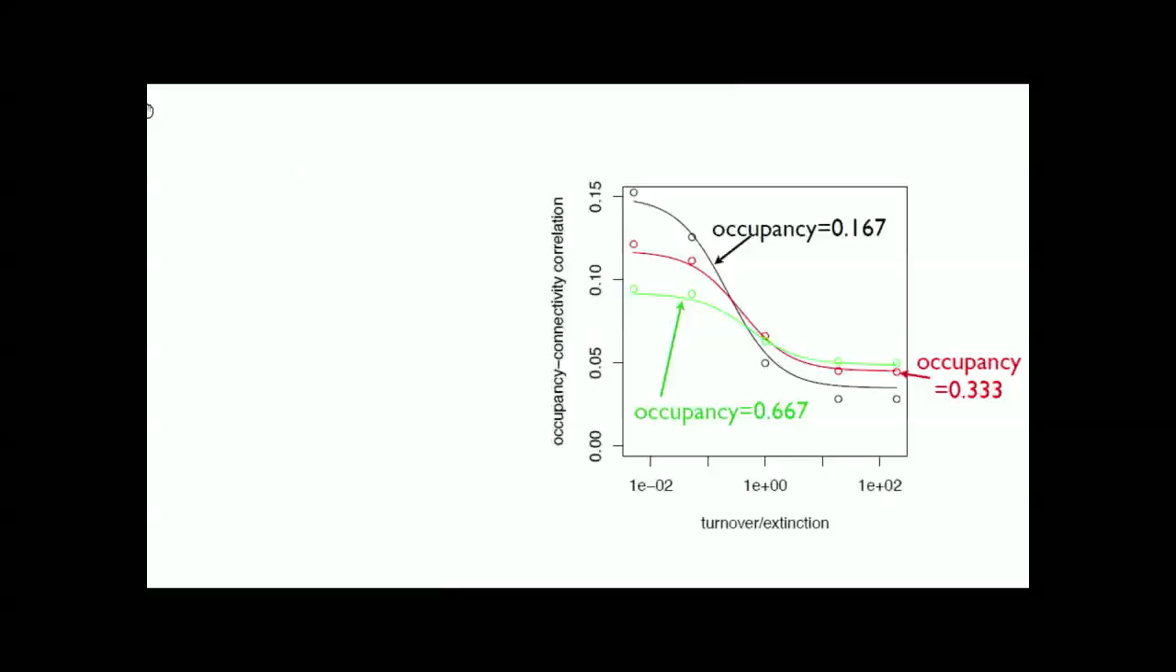And over here on the right, the patches turn over very quickly, and in fact almost all of the extinctions of patches are caused by patches being removed rather than by just spontaneous extinction where the patch itself doesn't vanish. So the first thing that you'll see is that the correlation gets weaker as the landscape gets more dynamic.